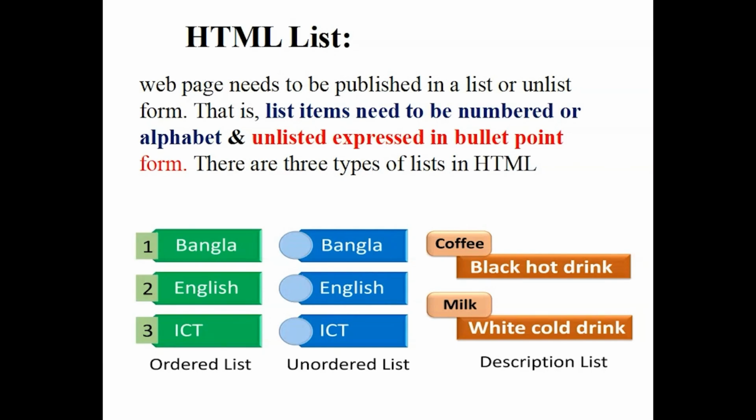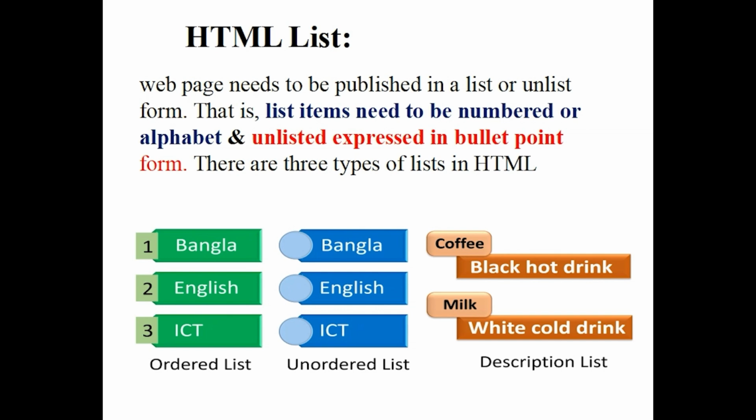To publish something in a web page as a list or unlisted form, for the list items we need to publish in either a numerical or alphabetic way, and obviously the unlisted expression in bullet form. There are actually three forms of lists available in HTML. One is the ordered list, another is the unordered list, and the last is the description list.